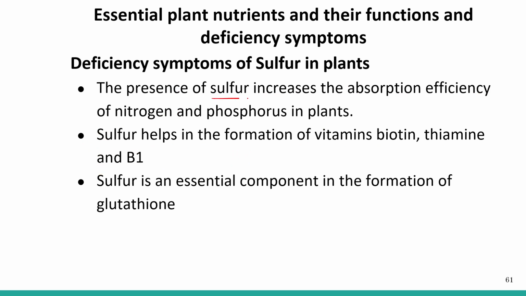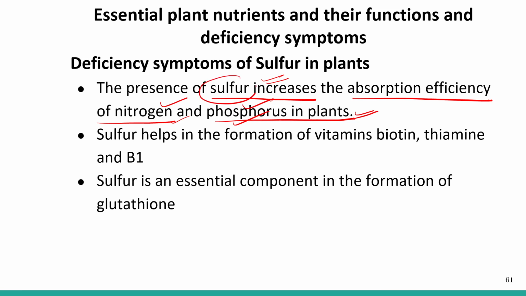The presence of sulfur increases the absorption or efficiency of nitrogen and phosphorus in plants. So the presence of sulfur also helps in the absorption of nitrogen and phosphorus. Though the nitrogen and phosphorus are available in the soil in adequate quantity, if there is a deficiency of sulfur in the plant, then the nitrogen and phosphorus absorption will be affected.